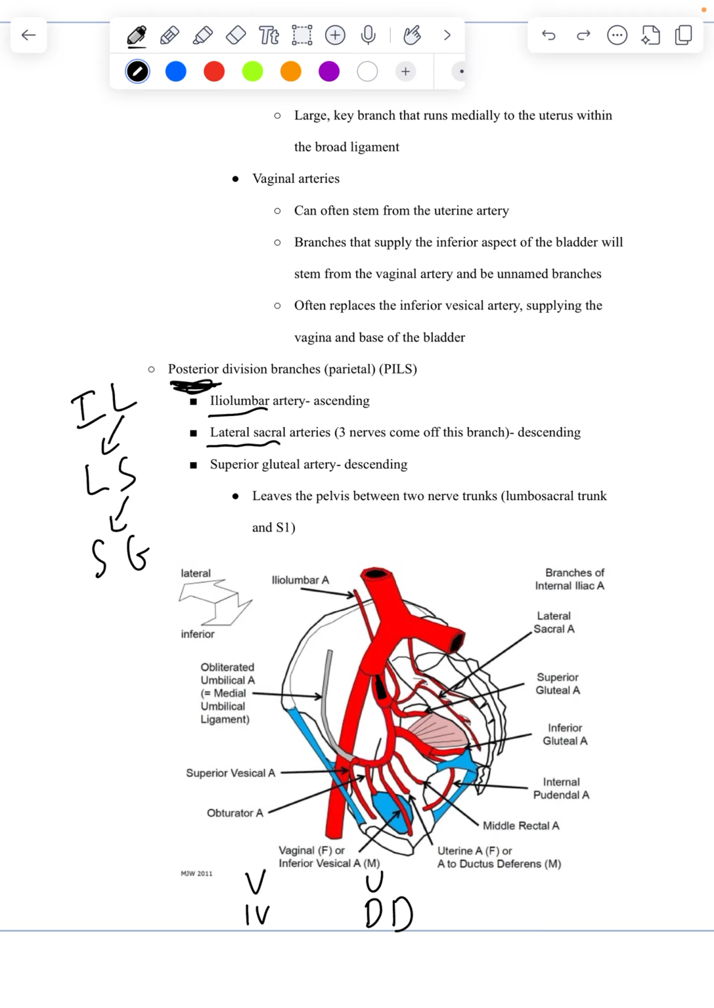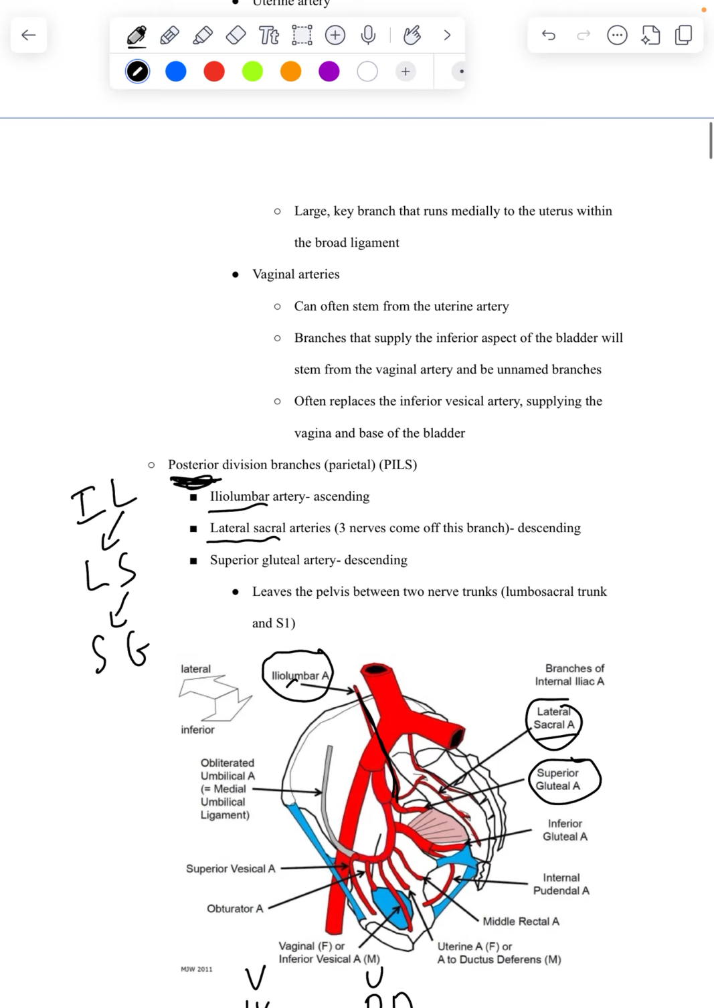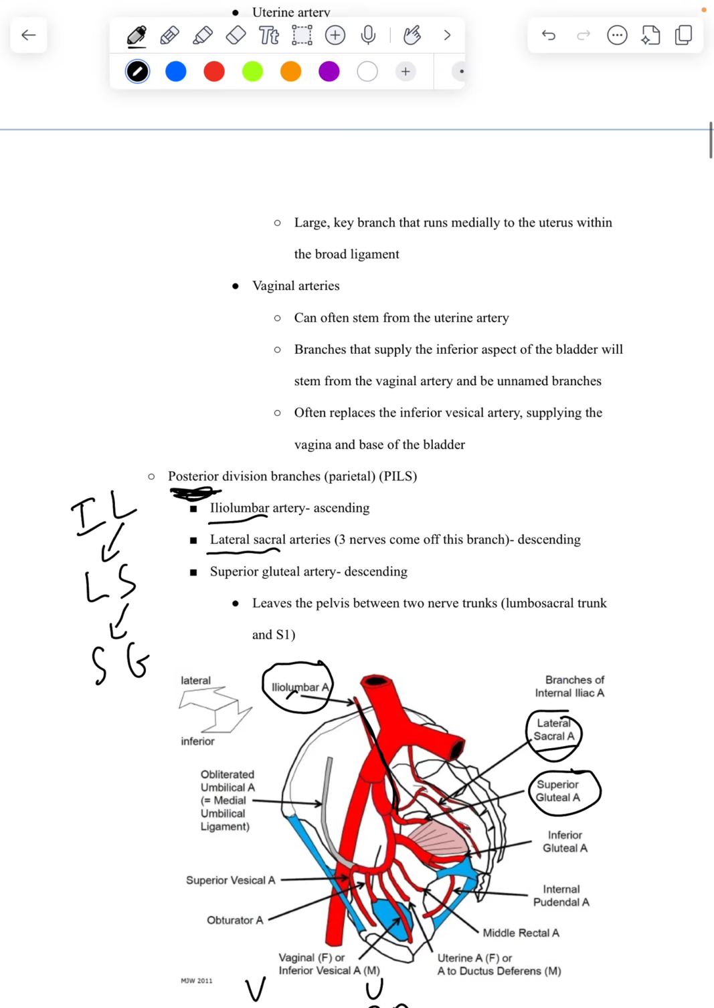This is internal iliac, anterior branch, posterior branches. So the posterior branches: your first one that's ascending is your iliolumbar, your IL. Then you have your LS, so lateral sacral, and then finally you have your superior gluteal. Superior gluteal will go to the back and innervate the glutes. That's your posterior division branches.